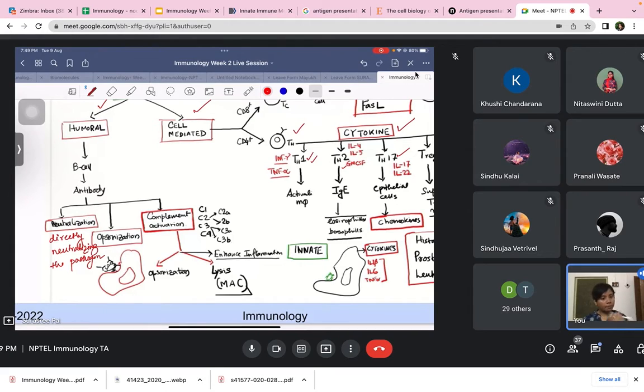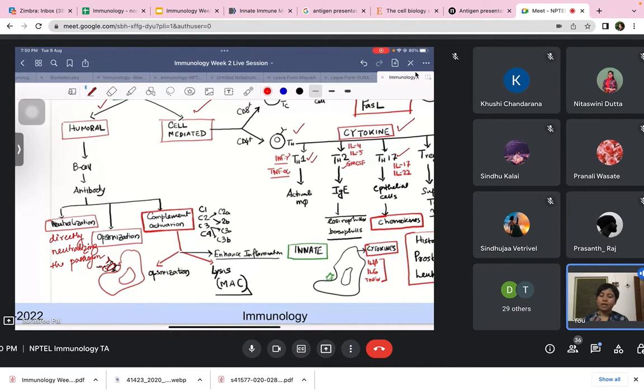Or it can also be opsonized, which is mediated by macrophages. Once the antibodies coat the pathogen, these antibodies have the Fc region, which is recognized by the Fc receptors of the macrophages, and then the macrophages internalize the pathogen and destroy it. This process is called opsonization. And the other one is complement activation.